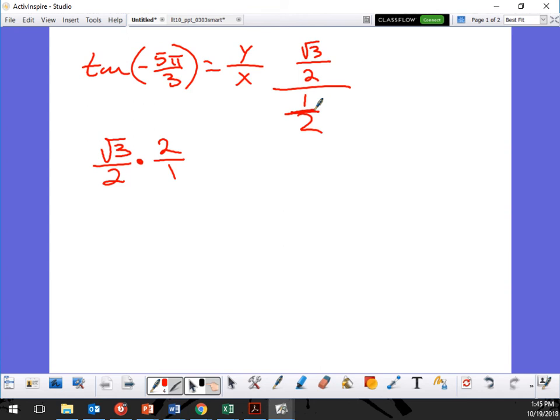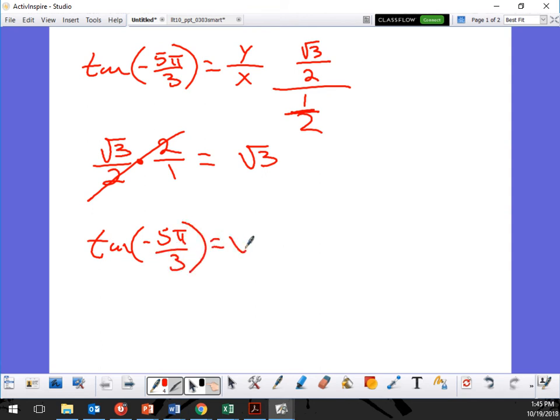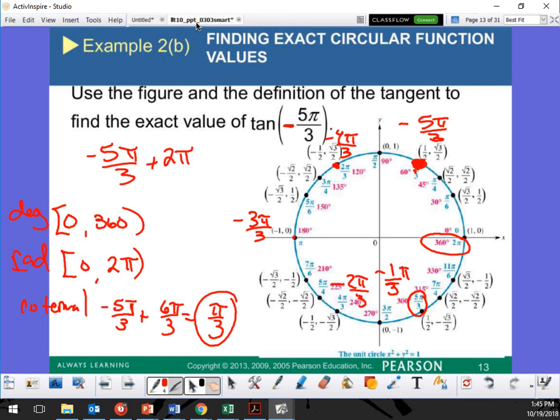All right, so what's going to happen to my 2s right here? Cancel out. And so I'm left with root 3 over 1. So my tangent at negative 5 pi over 3 is just root 3. Not bad, right?